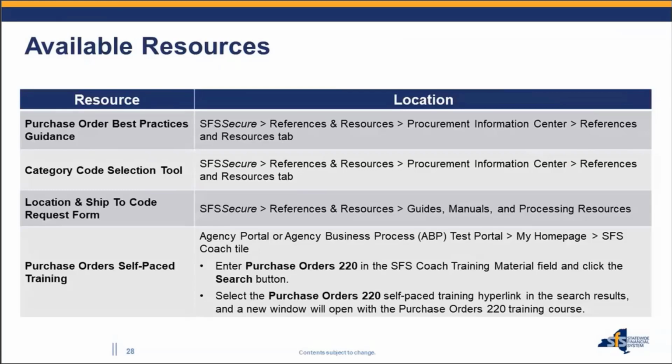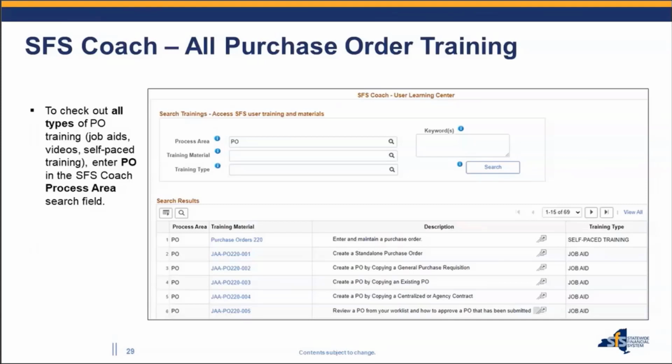So while we're on the topic of SFS Coach, it's important to mention that we have more than just step-by-step self-paced training available for purchase orders. Not only do we have self-paced trainings, we have job aids, we have videos, and reference guides, presentations from previous workshops that have been held, and recordings of previous trainings and workshops that we've held. To check out all different types of purchase order training, enter PO in the SFS Coach process area search field, and then click the search button. Doing so will return all different types of training related to purchase orders.